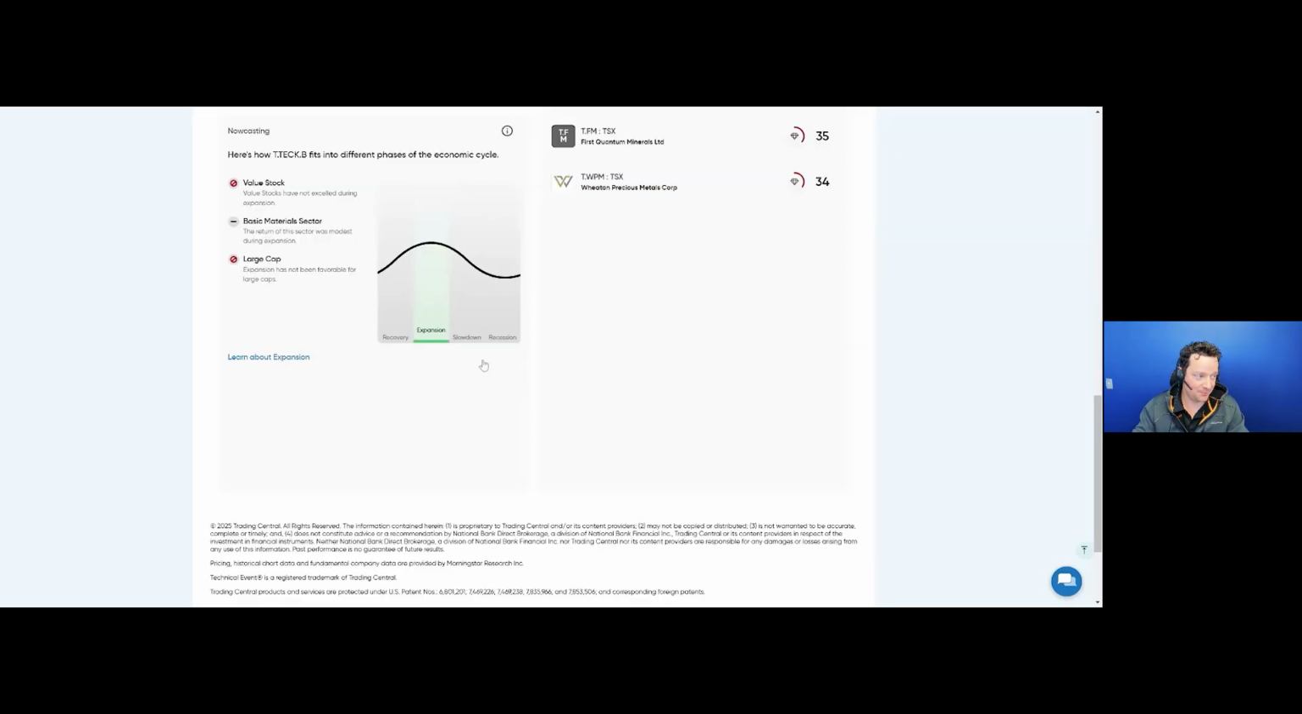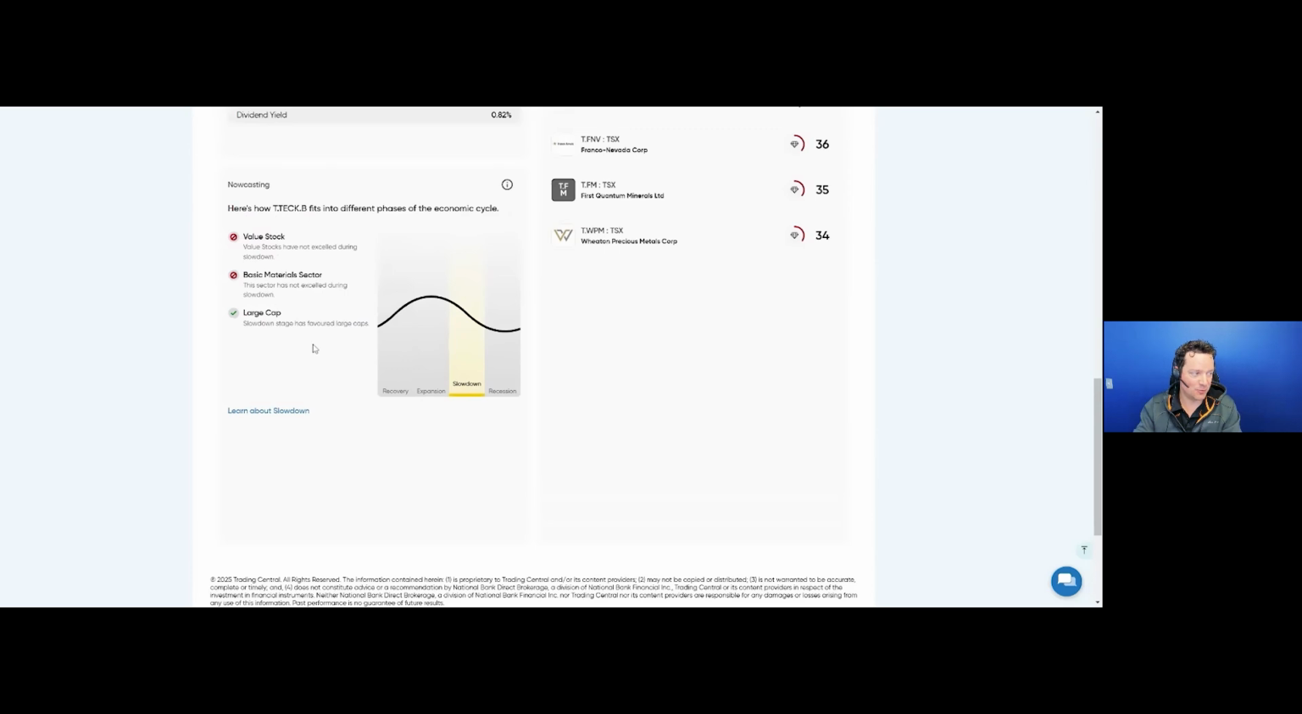Now you can change that, right? So if I'm worried about a slowdown coming, as some economists are, right? You click on that, now we can see how the stock would perform in that cycle, based on past history. We can see it's favored large caps, right? Nothing else has really affected it. It's been kind of negative. In a recession, we can see it's more neutral. In a recovery, not a big performer. Again, based on price history going back over 50 years, right?